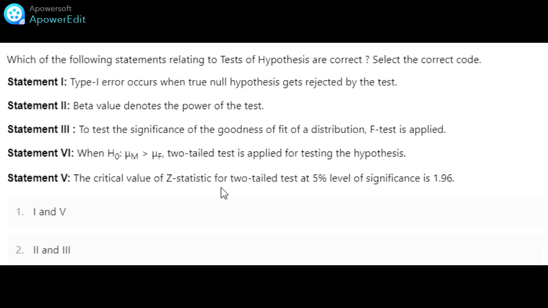Next is statement 5: the critical value of Z statistic for a two-tailed test at 5% level of significance is 1.96. If you see the Z table chart, you will find that at 5% level and two-tailed test, the Z value is 1.96. So 1 and 5 are correct. That is, type 1 error occurs when the null hypothesis gets rejected, and 5 is the Z value for a two-tailed test at 5% level, 1.96. Okay.